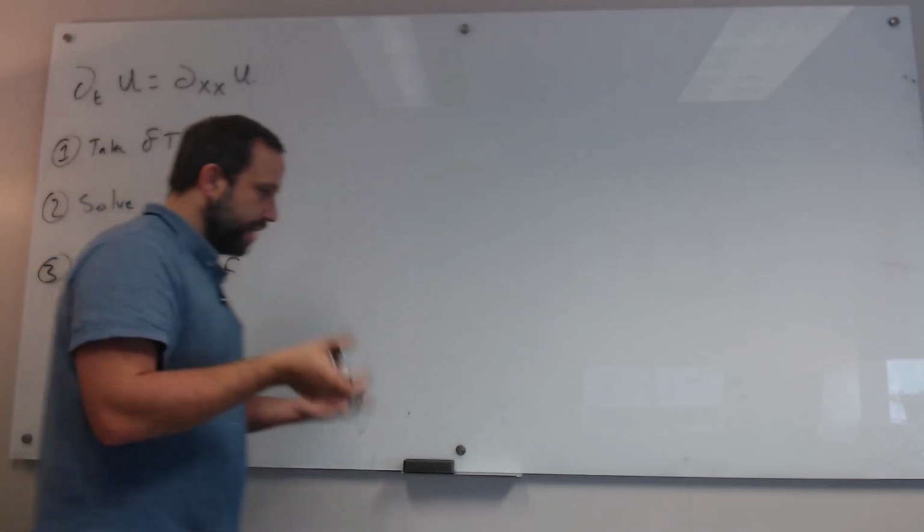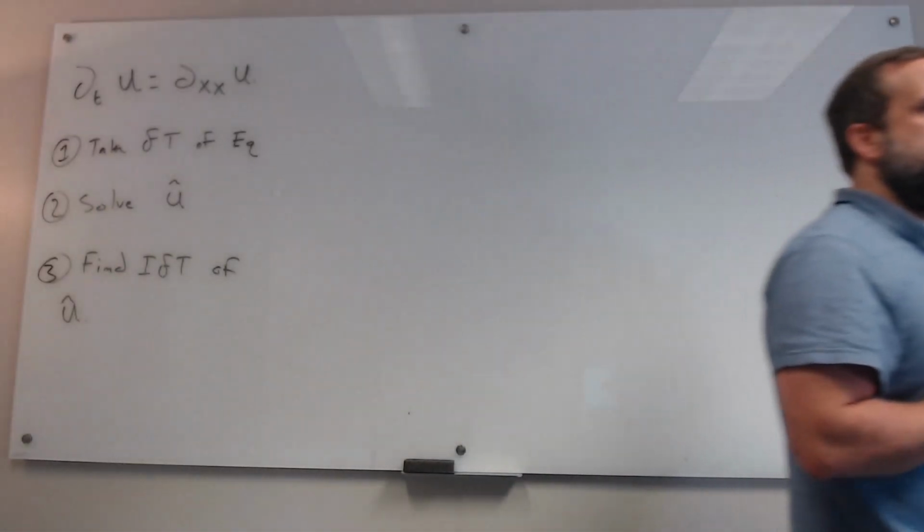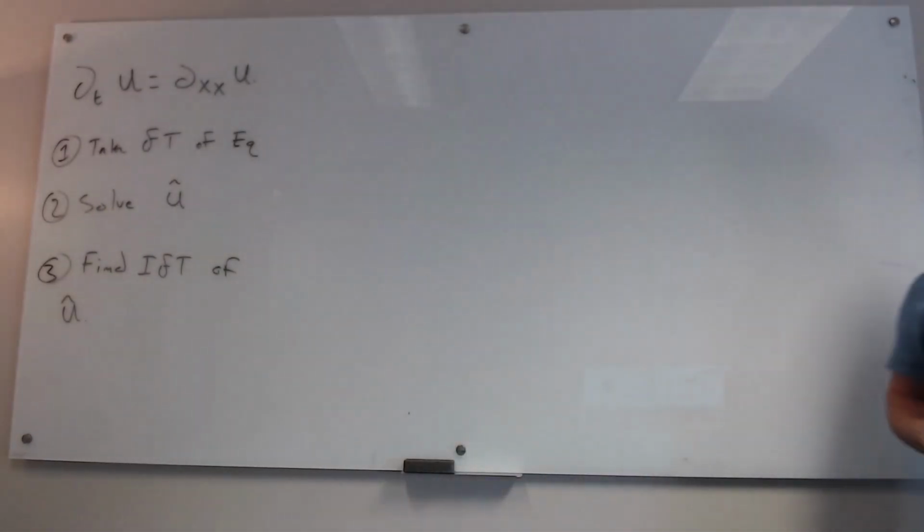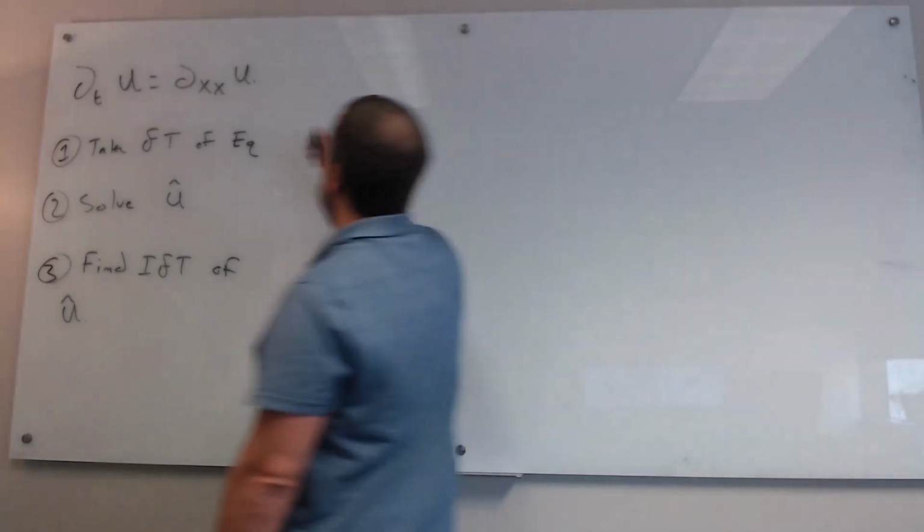And step 3, find the inverse Fourier transform of u hat. And there's several ways of doing this. Really, there's a best way, I guess, which is the way that I'm going to do it. Okay.